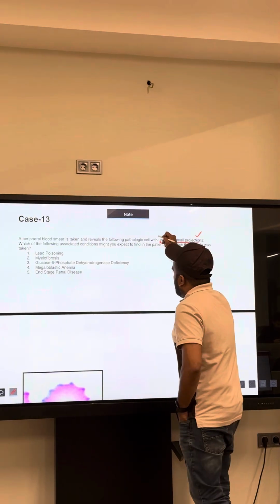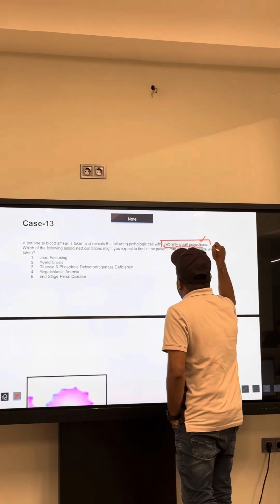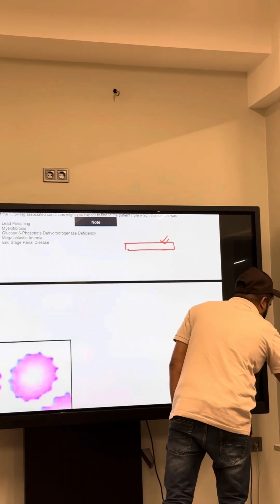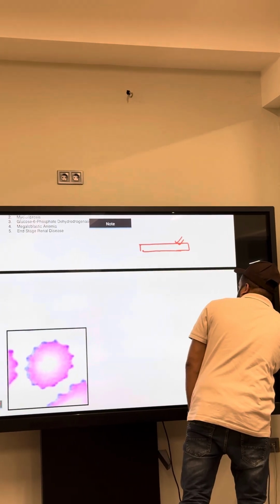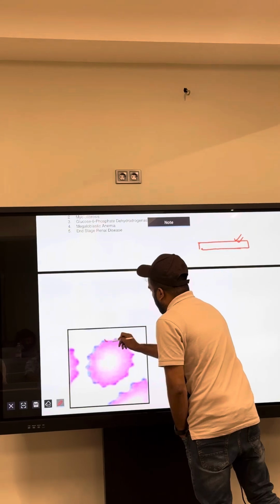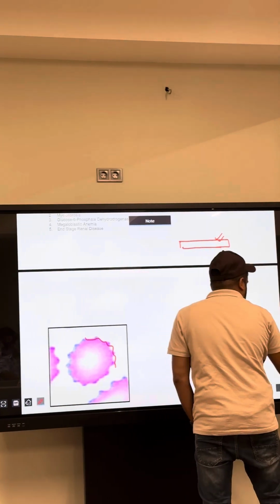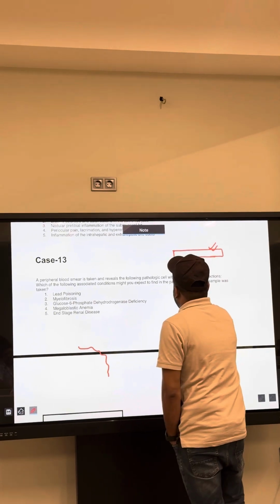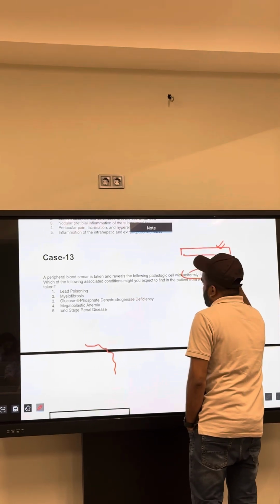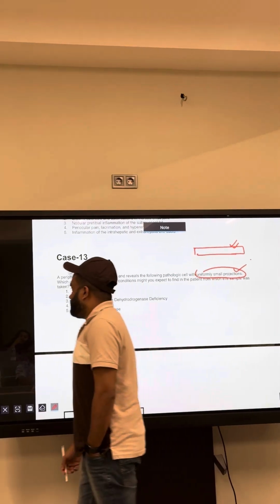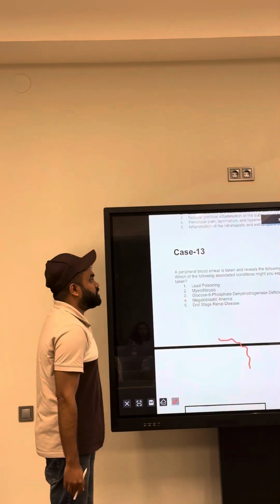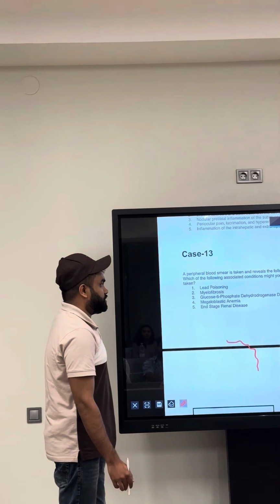So the finding they have mentioned here in words, as well as they have given us a figure. Even if the figure is not given, we can answer it. We can see that it is uniform, equal projection, right? So this figure is not relevant here, you don't need it, because in the words itself they have mentioned uniformly small projections. So what is the diagnosis when you see these uniformly small projections in the blood smear?